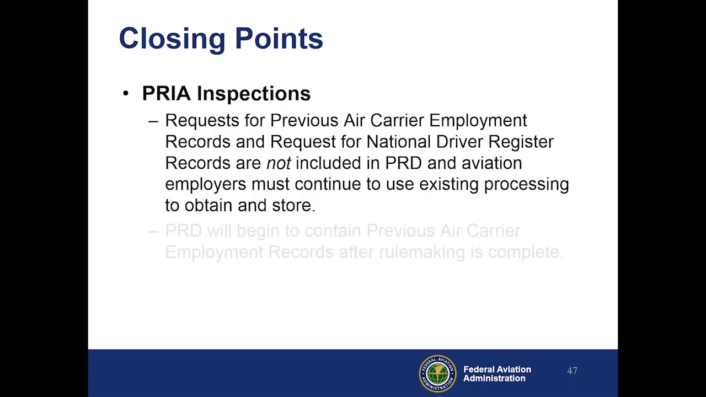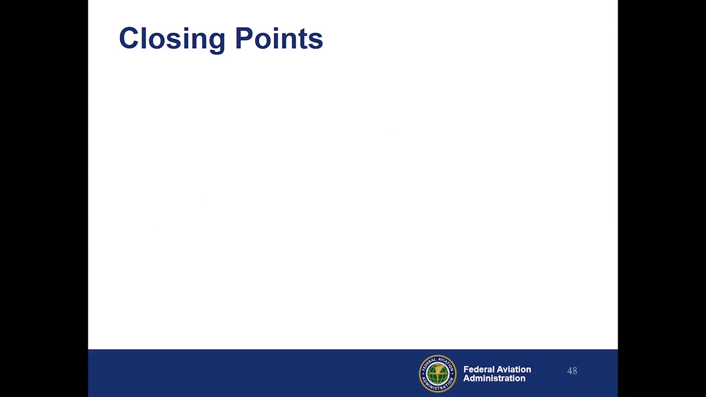Now, regarding the PRIA inspections, again, continuing, requests for previous employment records and NDR data, that's not in PRD today. Okay, so you would have to continue using your existing processes for those other two types of information. Okay, but PRD will satisfy the FAA records portion of PRIA. And then we mentioned that PRD will begin to contain previous records after rulemaking is complete. So that's moving on in the future.